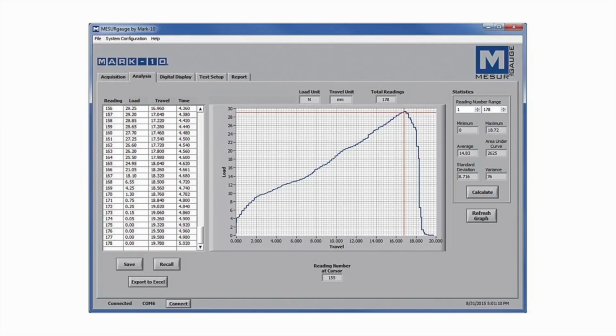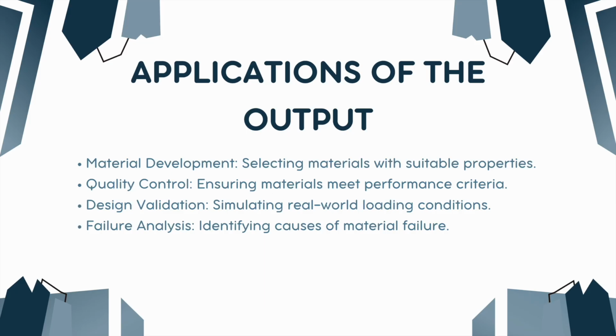So this is the graph we see in the software of the UTM in a computer. And we can see this, the load is being given in the y-axis, and travel, the length, is being given in the x-axis. So what are the applications of this output? We will discuss applications in the end, but what are the applications regarding this graph?